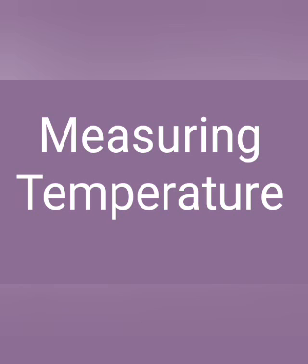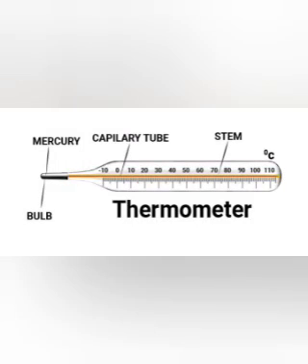When we touch ice it feels cold. When we dip our finger in hot water it feels hot. Temperature tells us how cold or hot an object is. Temperature is the degree of hotness or coldness of a body. The device used for measuring the temperature of different objects is called a thermometer.